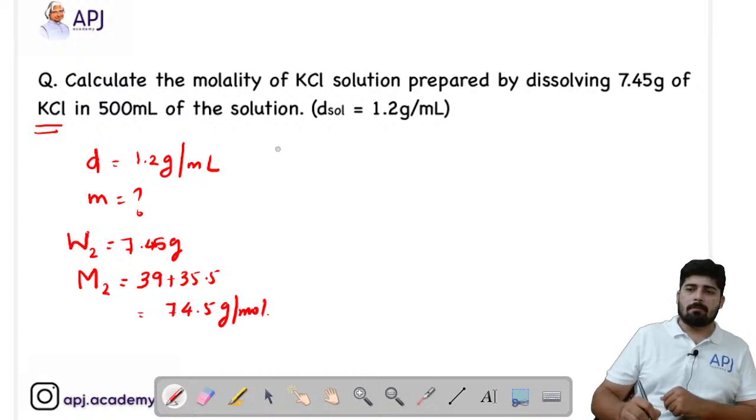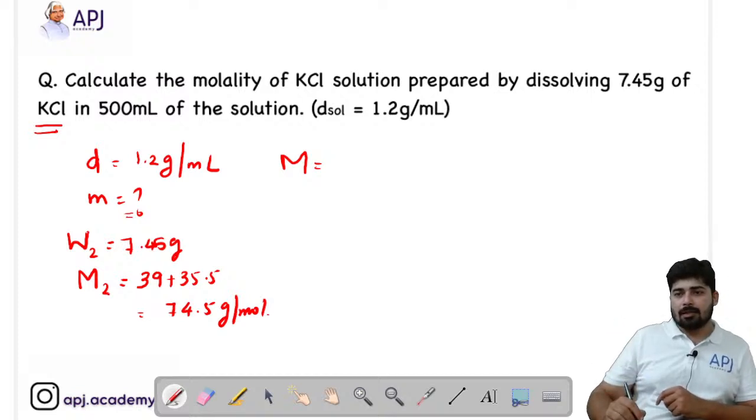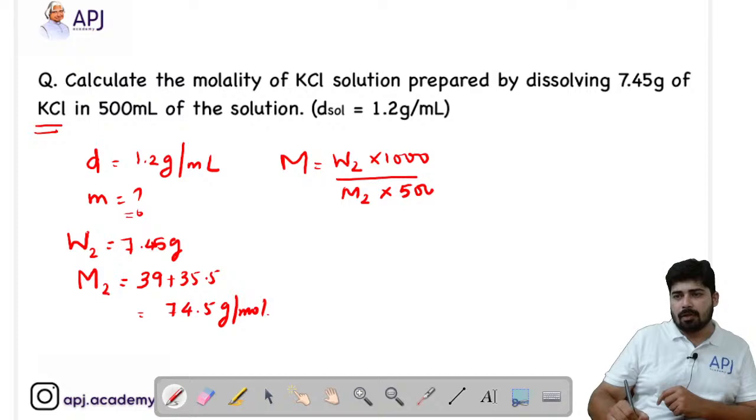Now, what we have to find is the molality. Density is given. So let's first calculate the molarity of the solution. Here the volume is given as 500 ml. So we know the equation is W2 into 1000 divided by M2 into volume of solution, that is 500 ml.